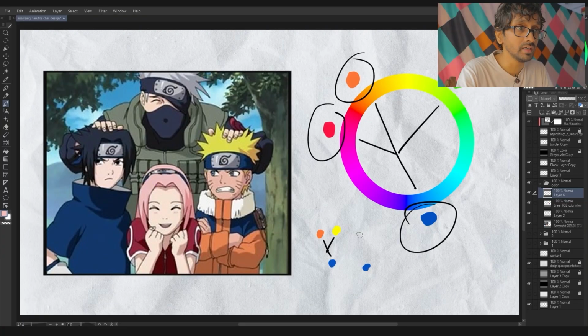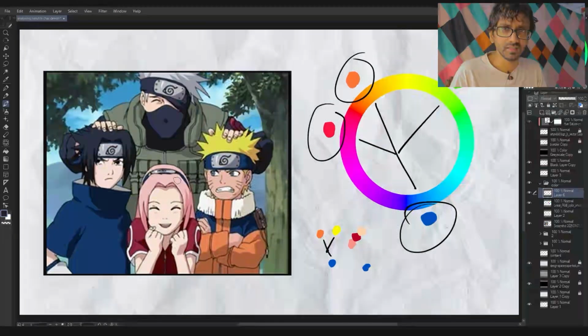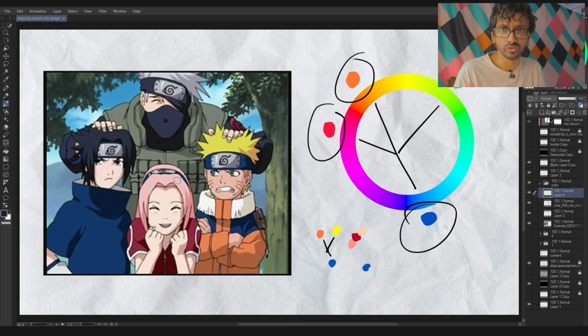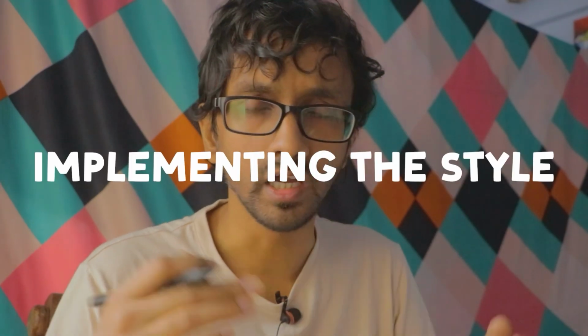So the pink, the red or the magenta, and her skin has a shade of orange. But she also has this blue for the hairband, but then it is changed to, I think, red in Naruto Shippuden, so that works. So yeah, these color schemes also have meaning. They are not randomly put together without meaning. So yeah. Now, how did I implement this style in my own design?